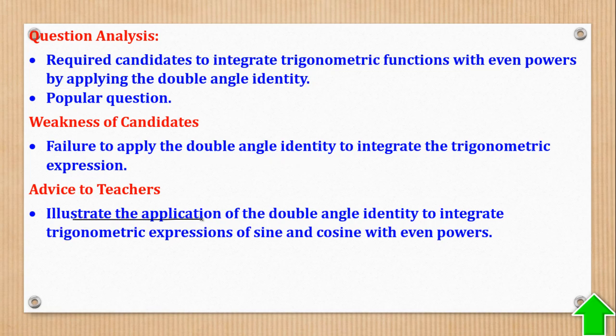Advice: illustrate the application of the double angle identity to integrate trigonometric expressions of sine and cos with even powers. Note this word, even powers. It is even powers where I use the double angle identity. Odd powers, we use Pythagoras identities.